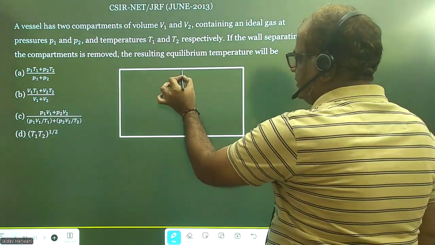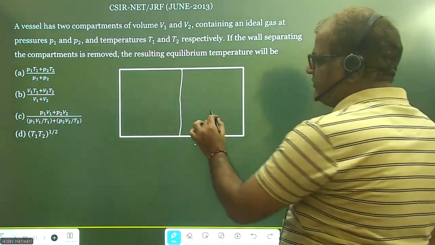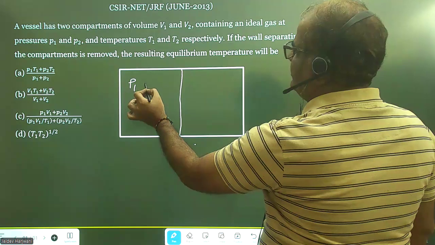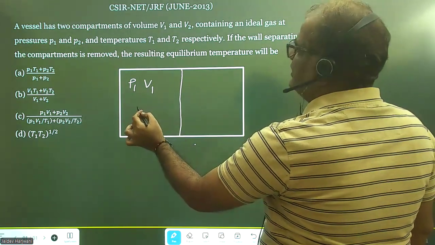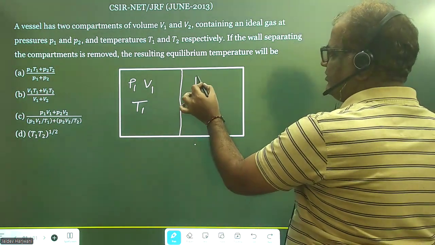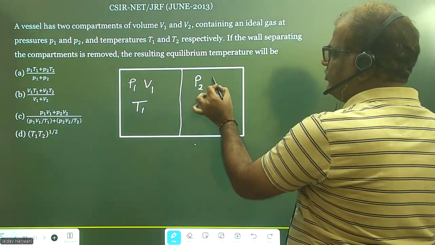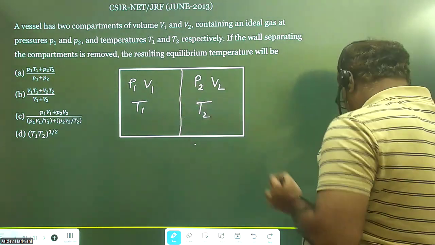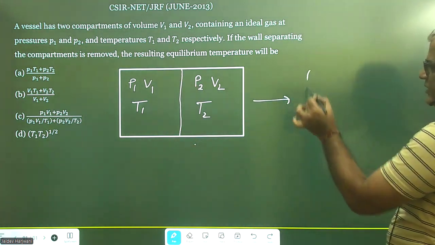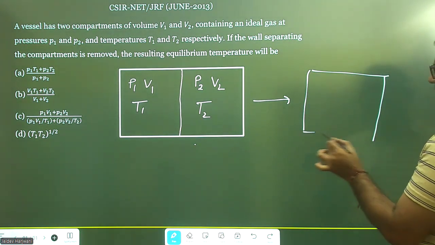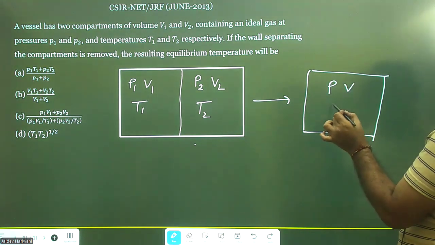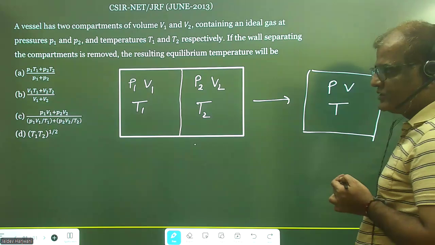So you have a vessel where you have two ideal gases. Here the pressure is P1, volume is V1, and temperature is T1. And here the gas has pressure P2, volume V2, and temperature T2. Now, if we remove this partition, what will be the final temperature of the system? Of course there will be a pressure P, volume V, and temperature T, and we need to calculate the temperature.